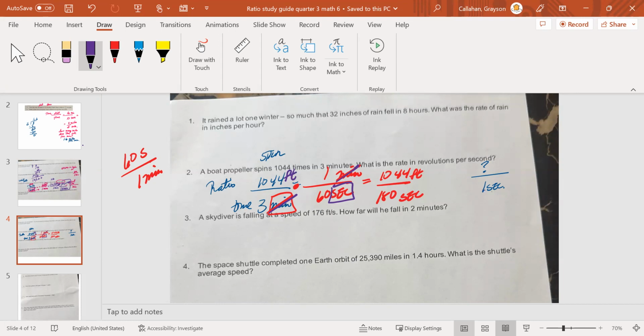1 second means I will have to divide 1044 divided by 180 to get 1 second. Do you see that? Okay, so 180 goes into 1044 how many times? I'm just going to use my calculator. You know how to divide, so you'll do that. It's going to give you 5.8. Okay, so your answer here is 5.8 spins for 1 second. And that's what you'll do. Okay? Any other questions? 4?